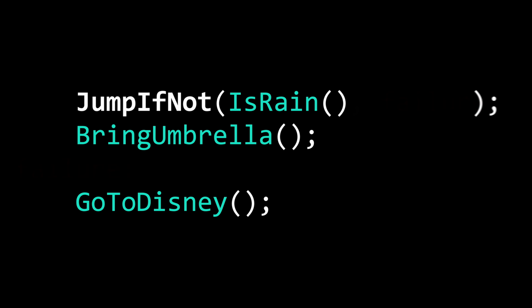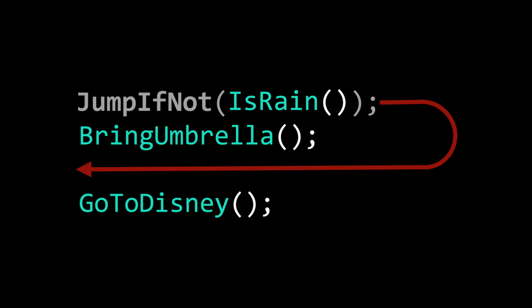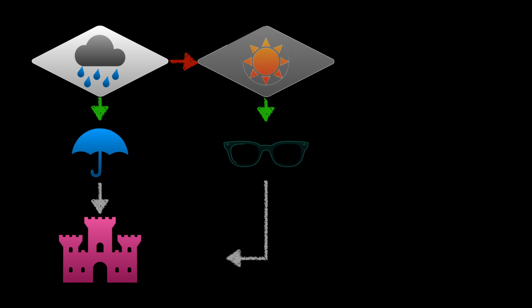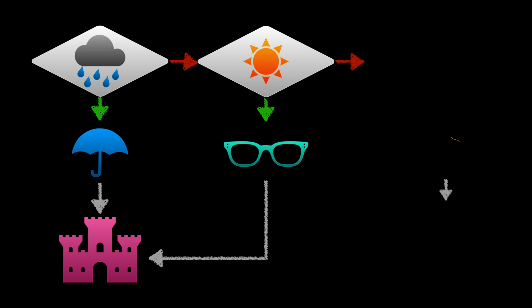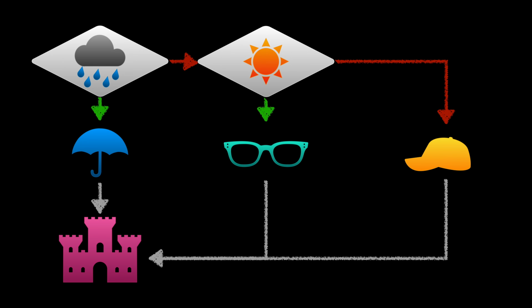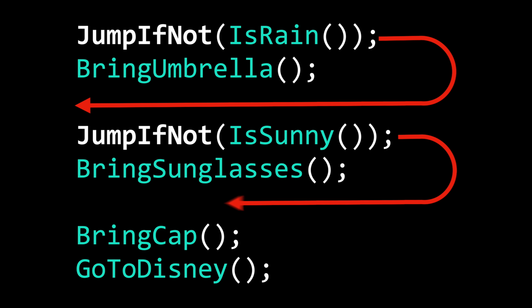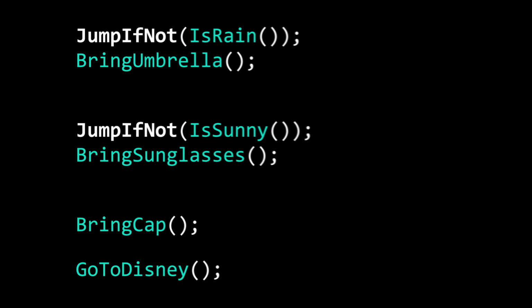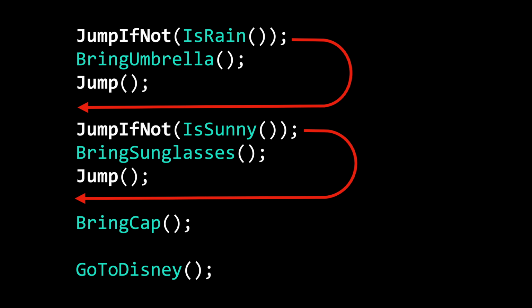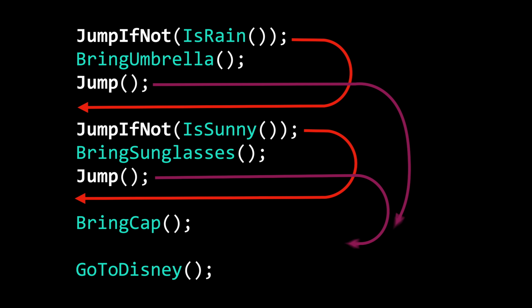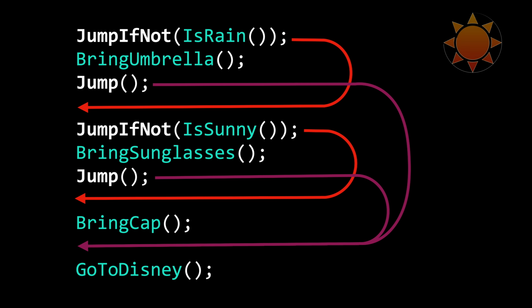Here, let's use an arrow for better visualization. Instead of doing nothing without rain, if it's sunny, we also want to bring sunglasses. Otherwise, we only bring a cup. To achieve this, we can use the jump if not function again after the first condition is false. Here's the problem. The program will also run the else block even if the condition is true. So we add a pure jump function without any condition at the end of each block, jumping to the end of the conditional statement. This is an example when the weather is sunny.